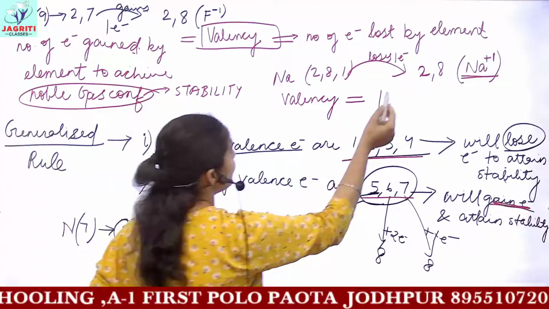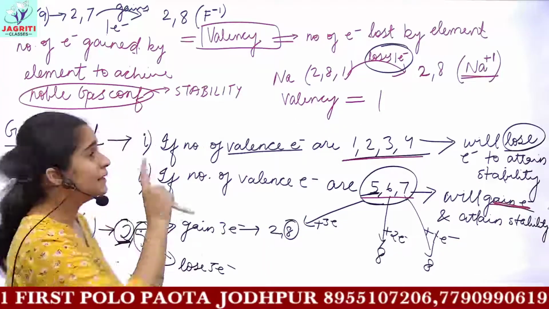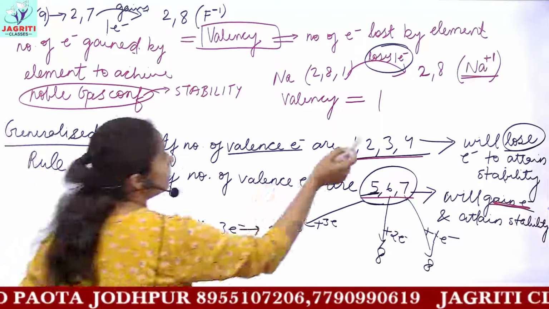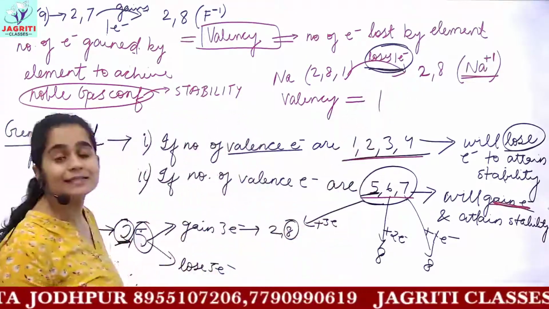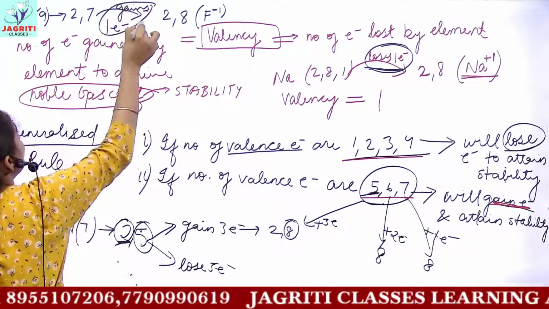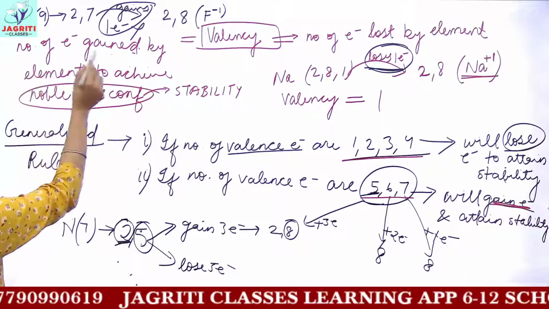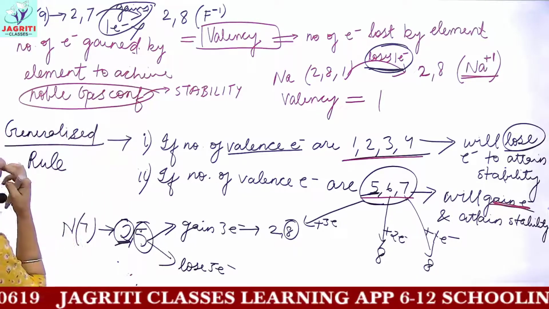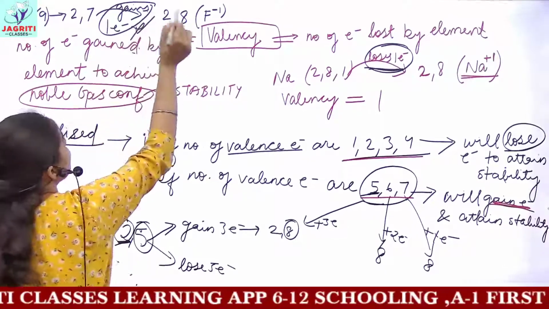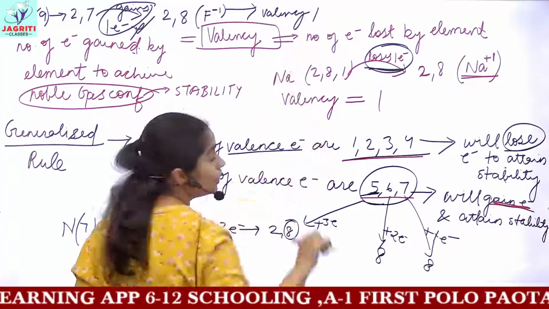So here we are saying that the number of electrons an element loses becomes its valency. But in the case of gaining, it is not so. Here we can directly see the valency, that is the number of electrons lost. But here the number of electrons gained does not provide us the valency. For this I have written the number of electrons gained by the element. So how many electrons did it gain? The number of electrons gained is 1. So the valency of fluorine would be 1.